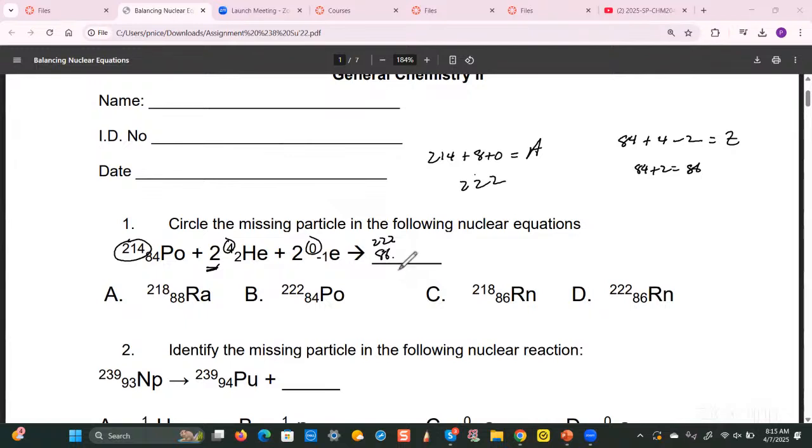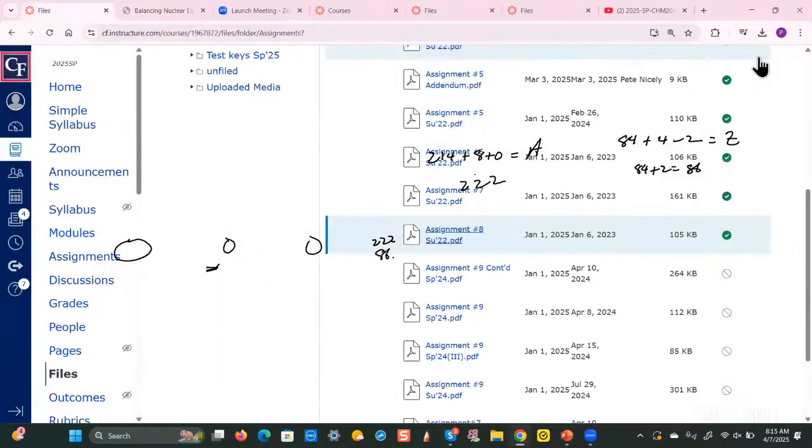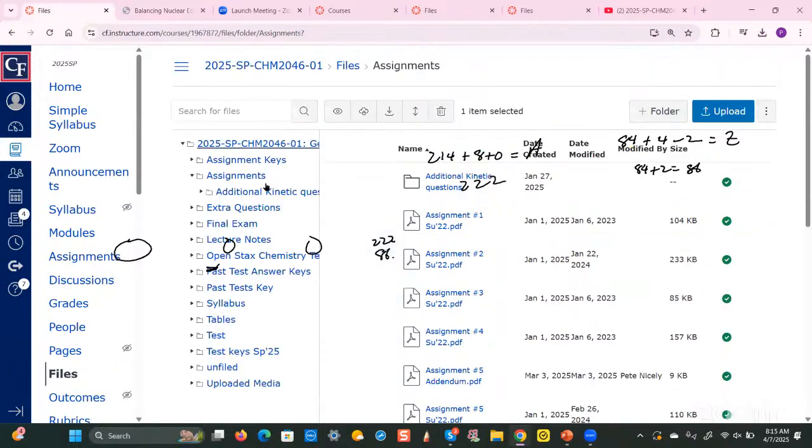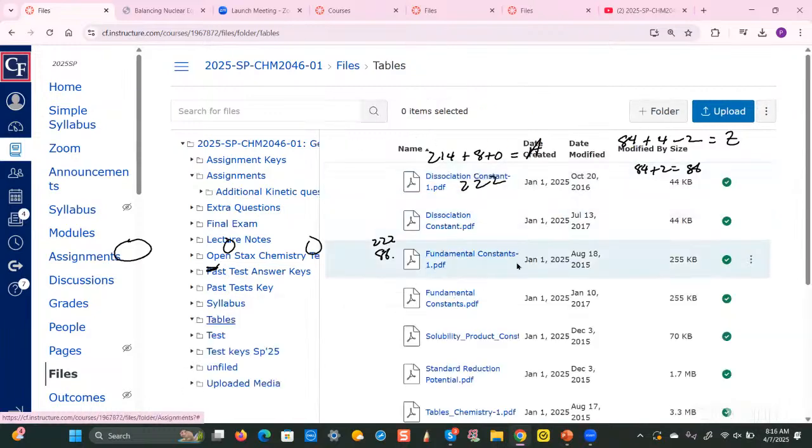I can see it from here. Anybody has a periodic table? Let me come here and download the periodic table. I was trying to look at the one here in the classroom. So let me do the tables.